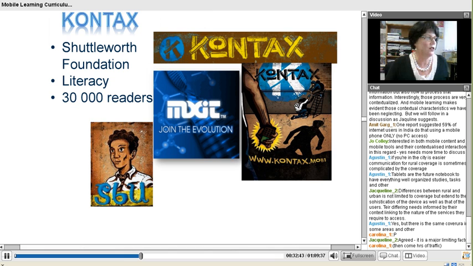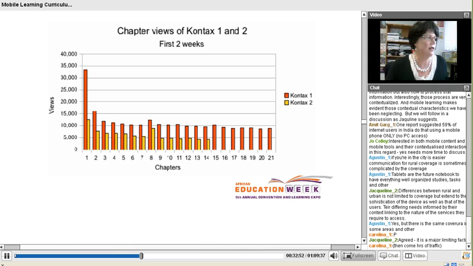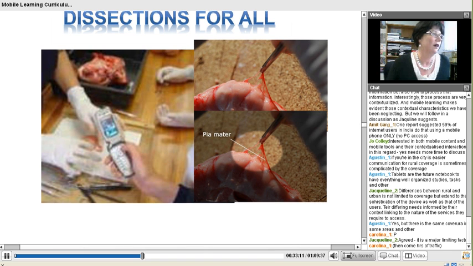Okay, another example. Context, Shuttleworth Foundation. It's about literacy. This is a book that was published online, and they had about 30,000 readers. If you look at this, the chapter views for Context 1 and 2 within the first 2 weeks, if this was a normal book, this would be a bestseller. The interesting thing was that they allowed the children to give feedback. And what was so nice is the way that the children complained about the spelling errors in Context.